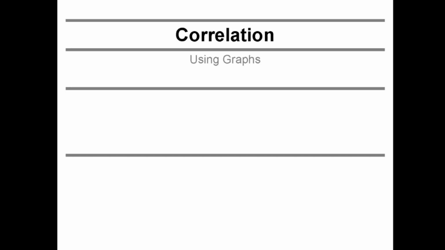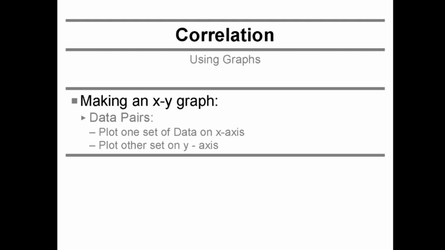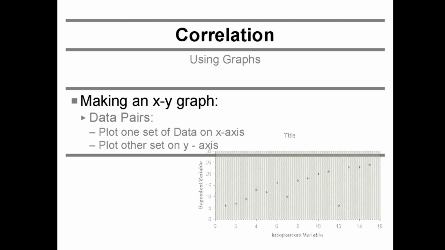All right, so using graphs, a little bit is this one, making an XY graph. Remember, straight line is a preferred one. You need to have some data pairs, and you plot one set of the data on the x-axis, and the other set you're going to plot on the y-axis, and then see what you're going to get for a result. Remember, you need to use an XY scatter plot for this.